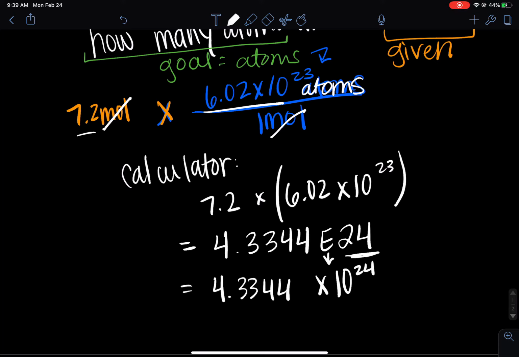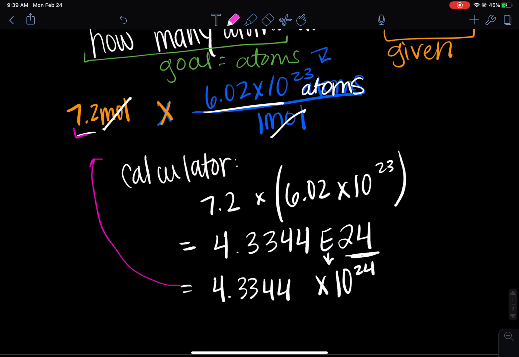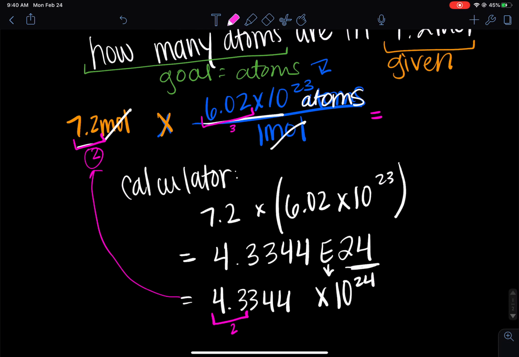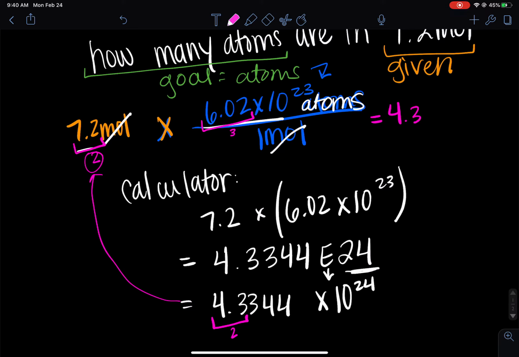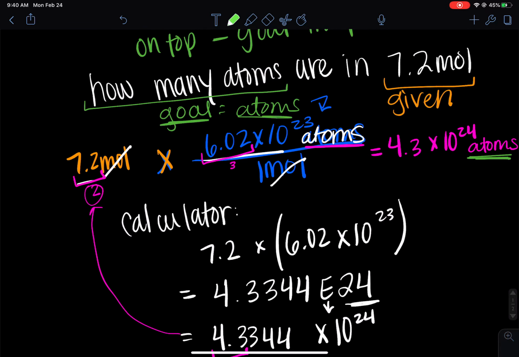So where am I going to round? I'm not going to write this entire number down. So I'm going to go back up into my problem, and I have 2 sig figs and 3 sig figs. So I'm going to pick the lower number and round this to 2 sig figs. So that means that the answer to this problem is 4.3 times 10 to the 24 what? Well, the only thing left is atoms. So this is atoms. And then you just want to make sure that what you got matches your goal, which is atoms, and so the two match, so you are done.